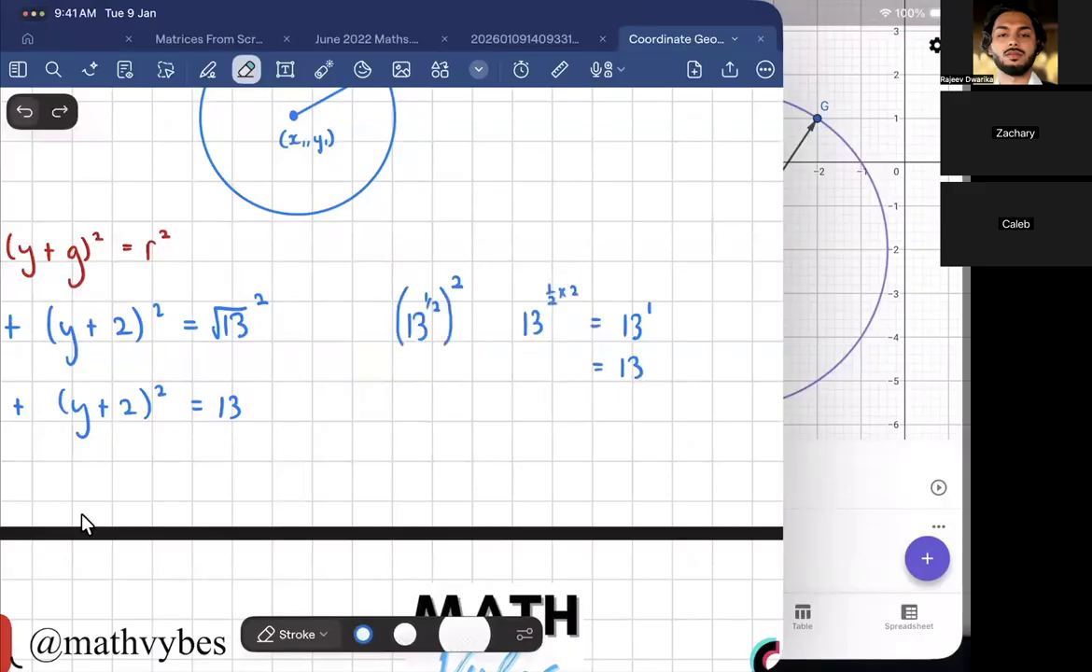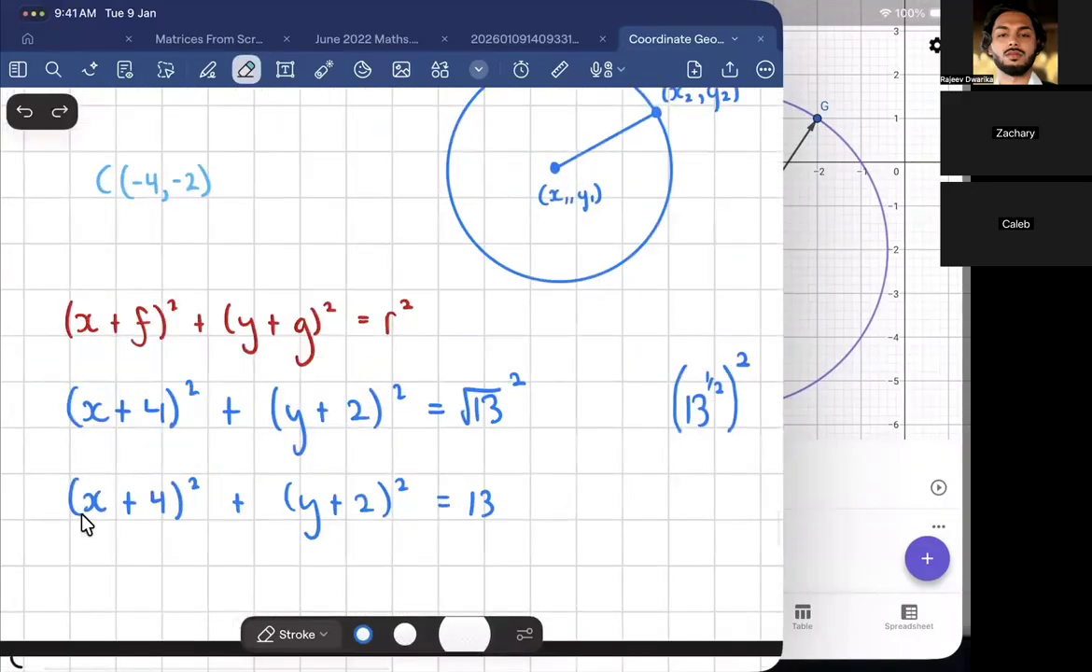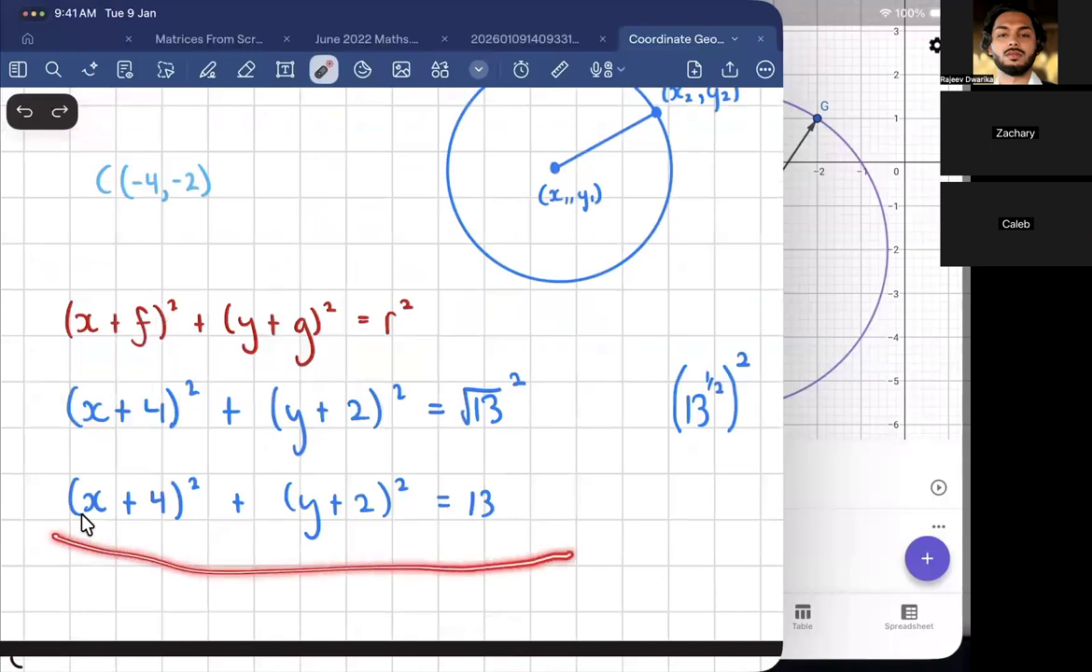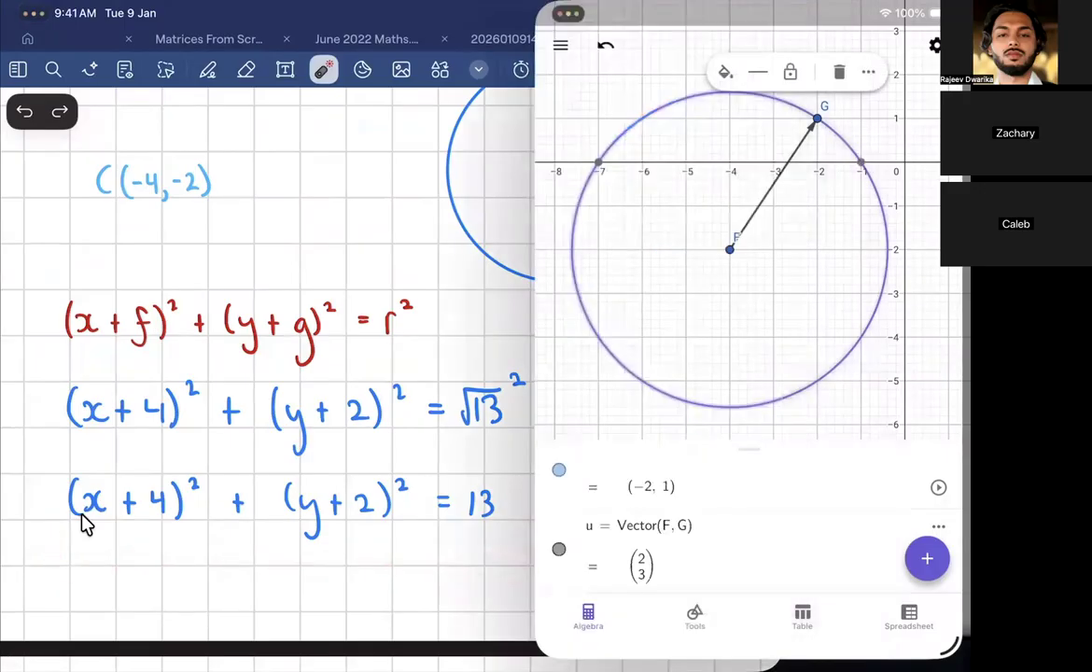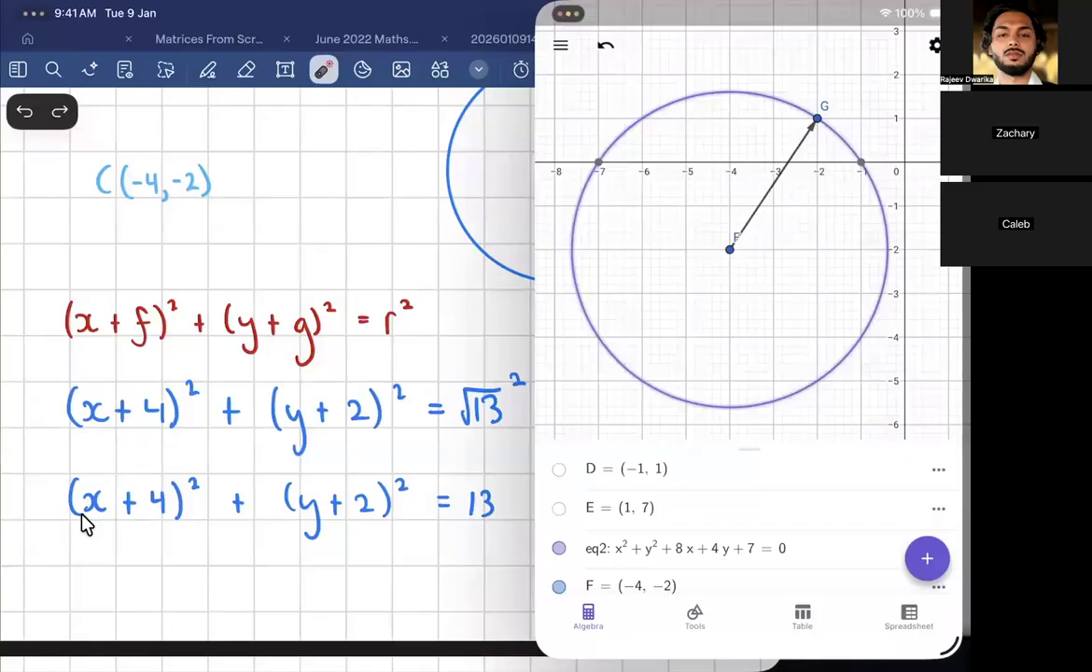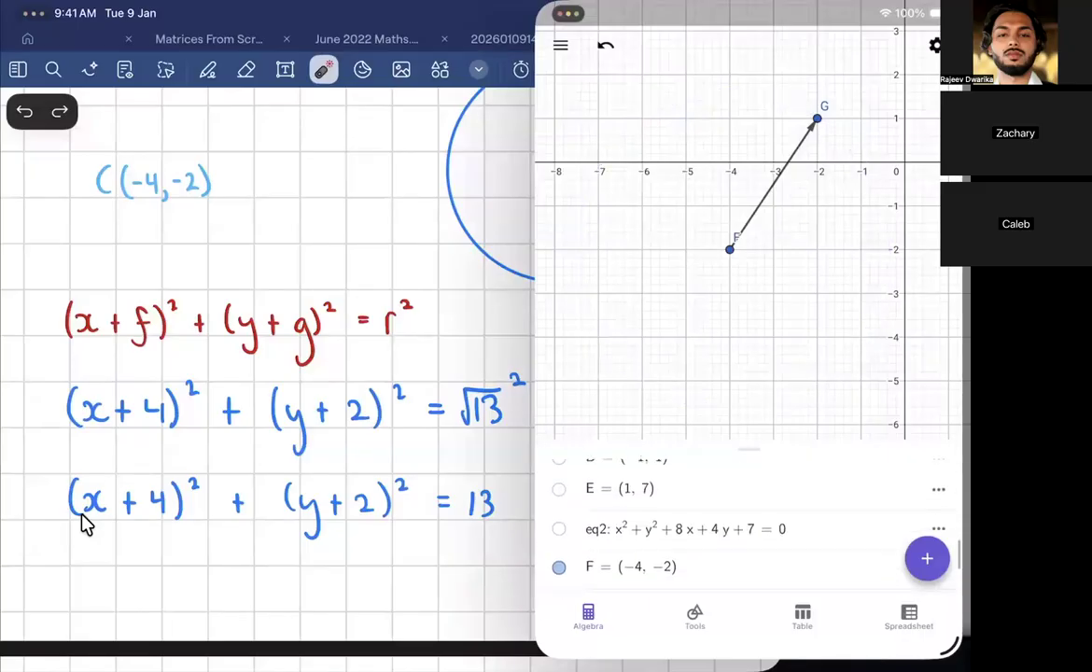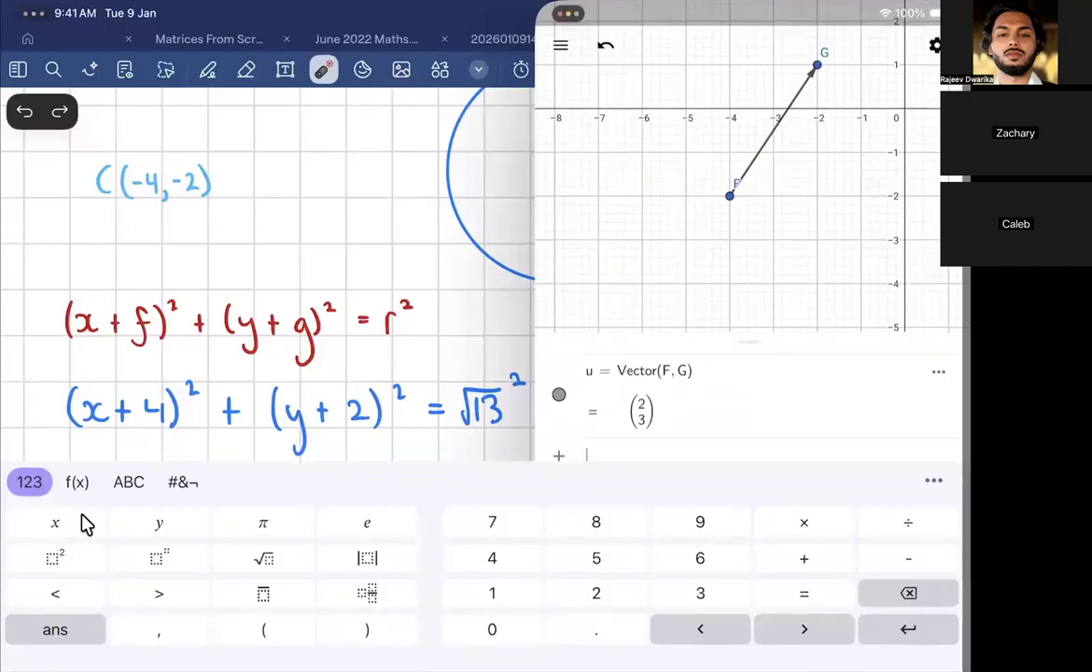Is anybody confused? So Zachary, if I were to plug this into my grapher, should I get the exact same circle? Yes, sir. So let's just experiment for a bit. Okay, I'm going to remove that circle there. Notice I'll leave the center and I'll leave the radius. I left those two things.